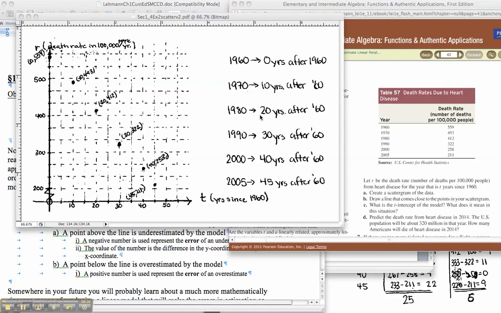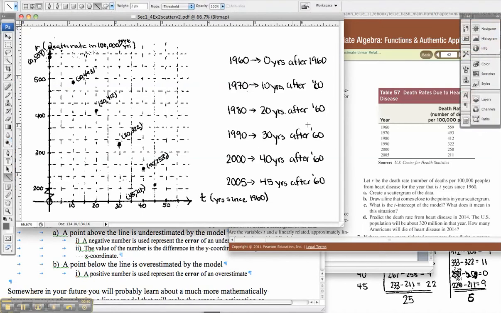So this information relates to death rates due to heart disease for the years 1960 through 2005, and the death rate is reported in hundred thousands of people. And this is as reported by the U.S. Center for Health Statistics. And again, this is from Lehman's text on page 42. So the first thing that we need to do for this data is we need to make a scattergram.